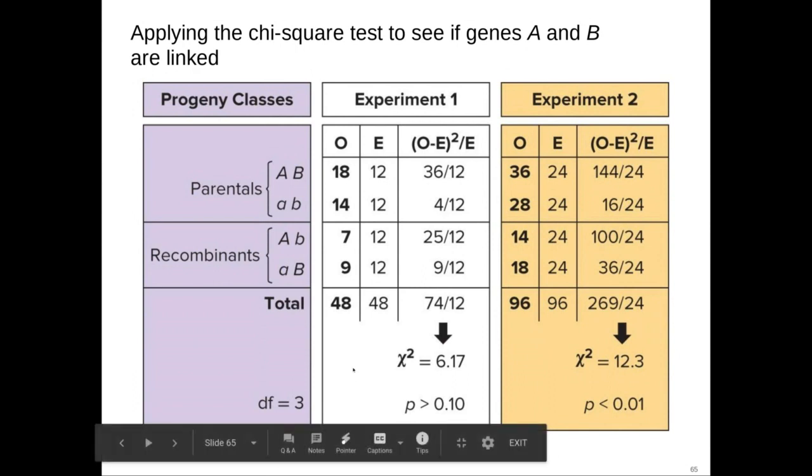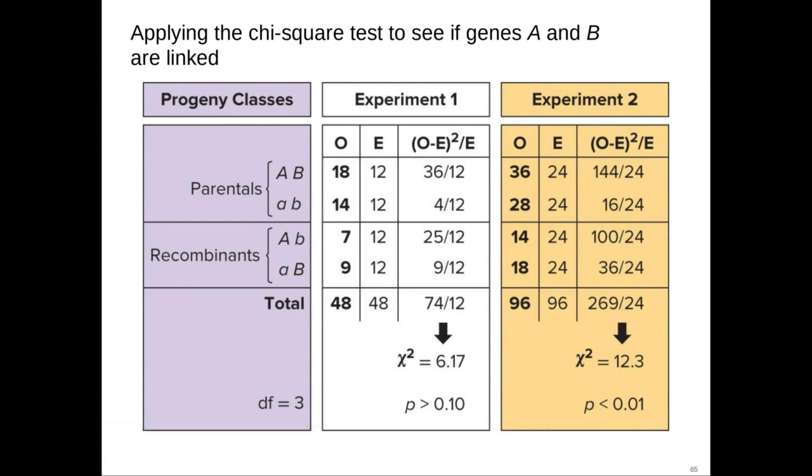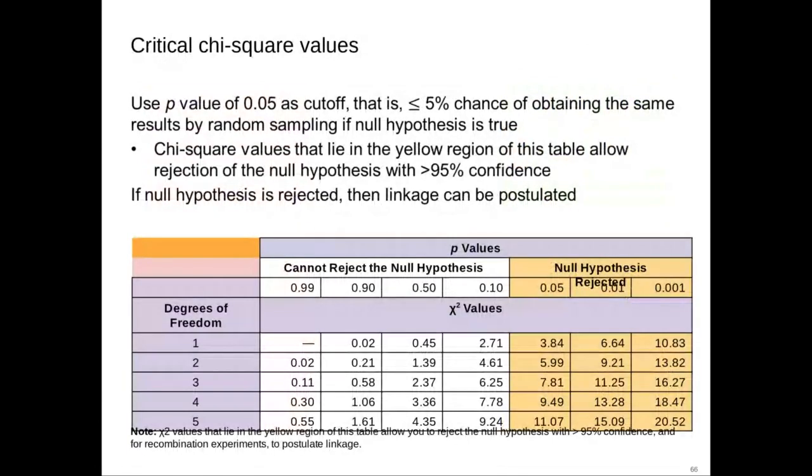Now you'll notice there's a relationship. The larger the chi value is, typically the more likely you are to get a significant value. And why is that? Well, let's look at what we call a chi-square table. Now this is a very simplified chi-square table. They get much bigger and more complex, but remember, we use the p-value of 0.05 as a cutoff.